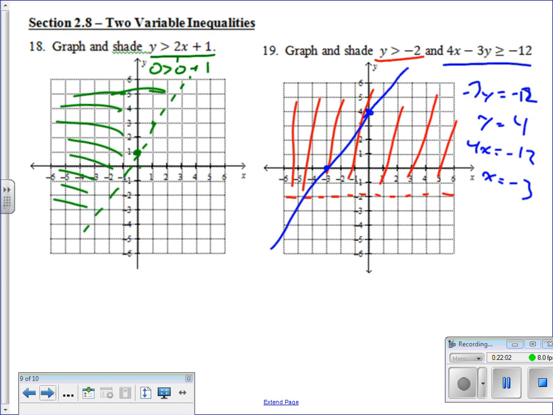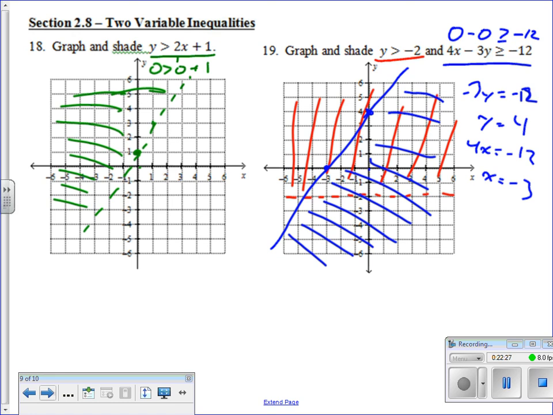Okay. Pick a point. The origin is the easy one to test. 0 minus 0 greater than or equal to -12. Is 0 minus 0 greater than or equal to -12? Yep. 0 is bigger than -12. There you go.